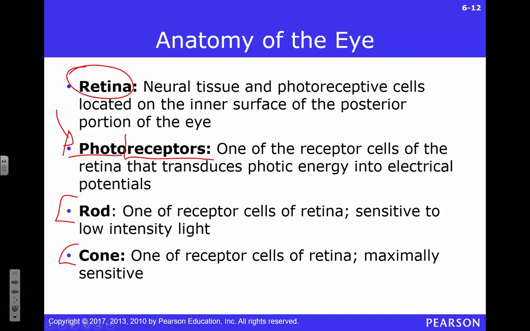Rods are pretty sensitive for low-intensity light. Cones really need a lot of light to get them activated. And cones are for color vision as well.